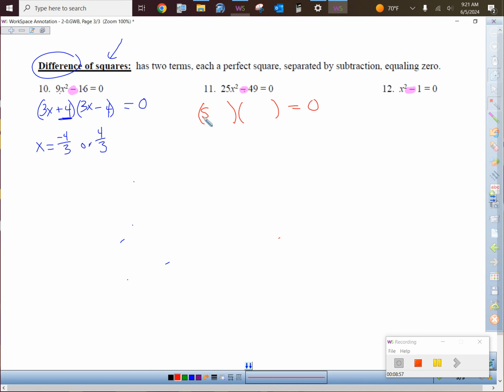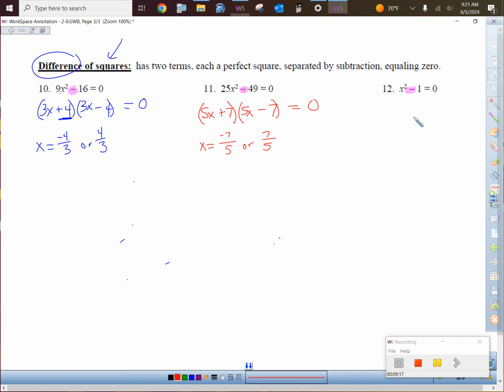So the square root of 25x squared is 5x, and the square root of 49 is 7, and one of them's a plus, one of them's a minus. No, it doesn't matter which one's the plus and which one's the minus. Just one of them's got to be a plus and one of them's got to be a minus. Then opposite of this guy over that guy is the solution of that. Opposite of this guy over that guy.